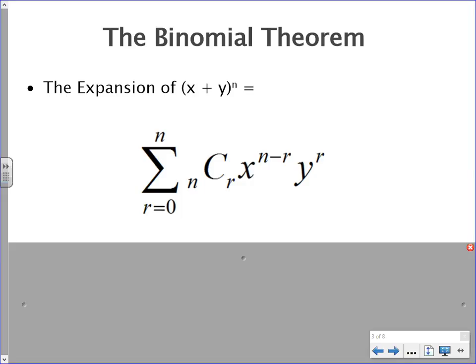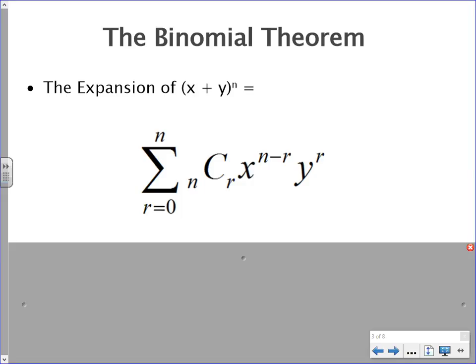Okay. Now, we're taking a sum of a sequence. So we plug in 0 for r. Then we plug in 1, then we plug in 2, then we plug in 3. And when we reach this number up here, then we know that we are done. Okay. So if we're expanding something raised to the 2nd power, we're going to have 3 terms. If we raise something to the 5th power, we're going to have 6 terms.